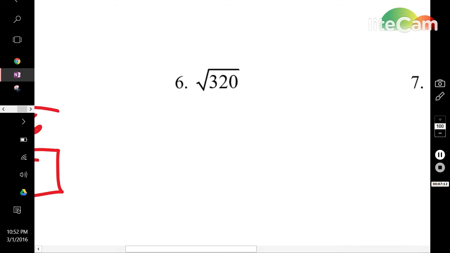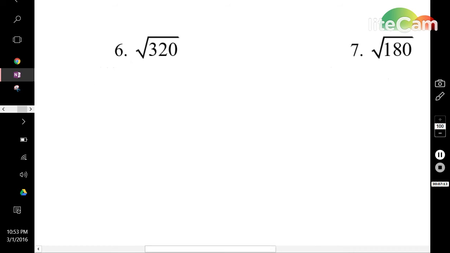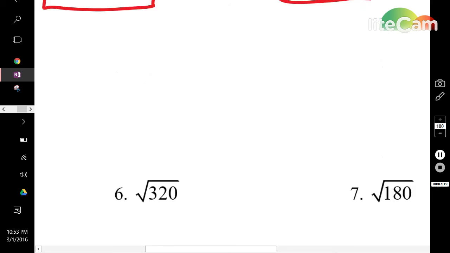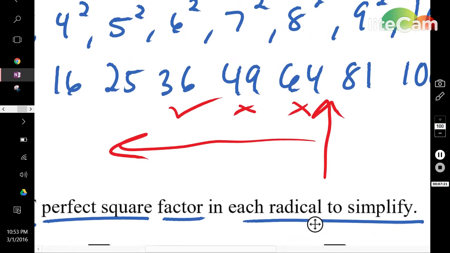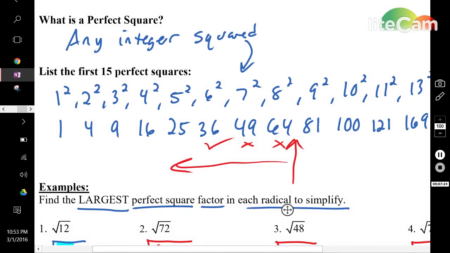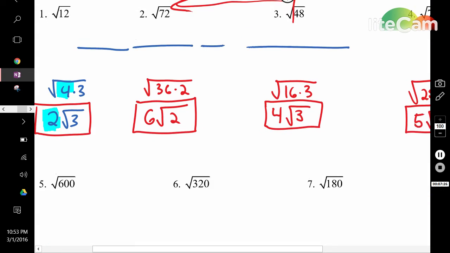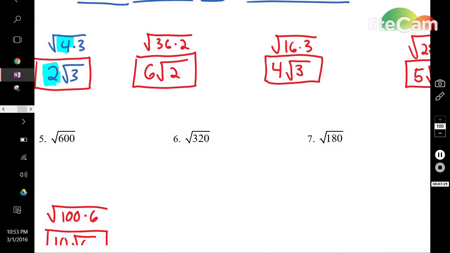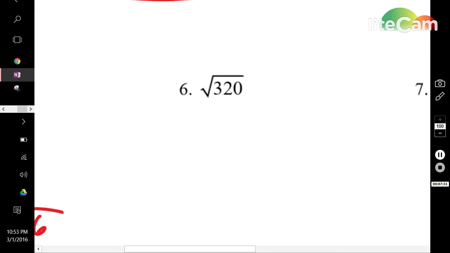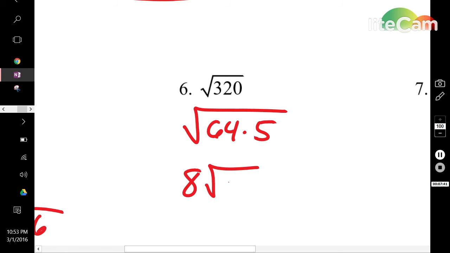Let's do number 6, 320. There's lots of perfect squares that go into 320. 4, 16 does. But the largest one is actually 64. So we're just working down the list. The largest one's going to be 64. And 64 goes into it 5 times. The square root of 64 is 8, so that can come outside of the radical. 5 has to stay inside because 5 is not a perfect square. And you are finished.